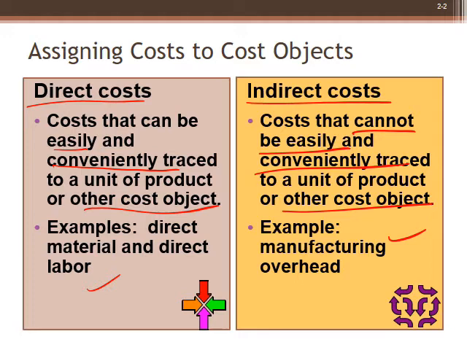For example, manufacturing overhead. For example, in making clothes, the thread is called manufacturing overhead because you cannot easily trace how much thread you use in knitting, or how much lubricant you use in the machine. That material cannot be easily traced out, so we call this indirect cost.